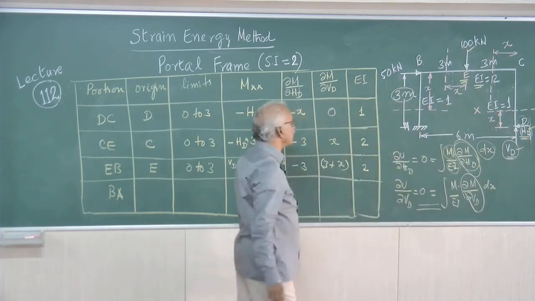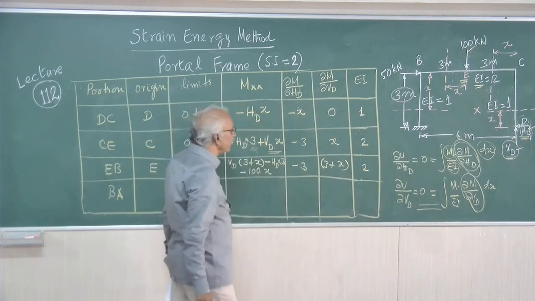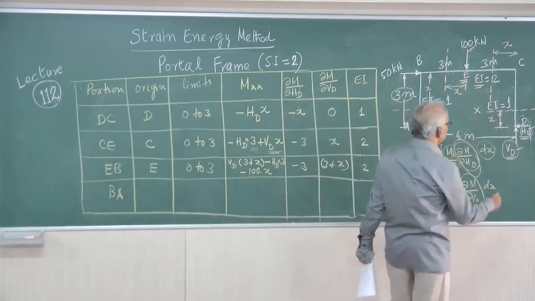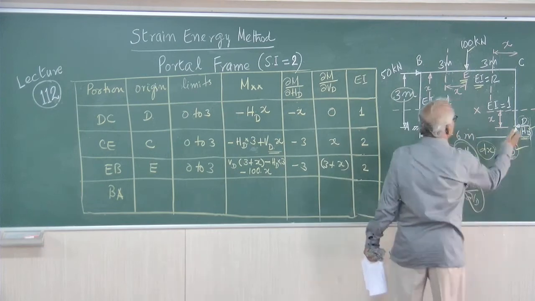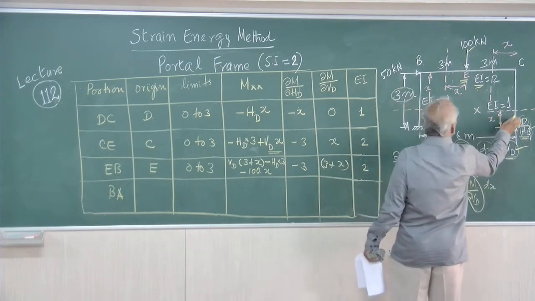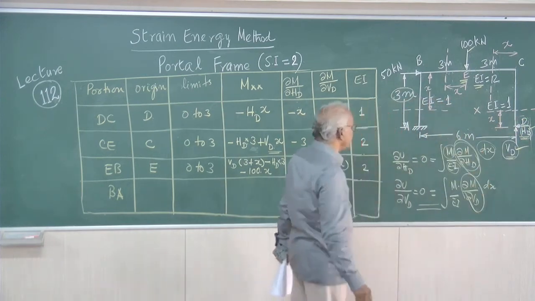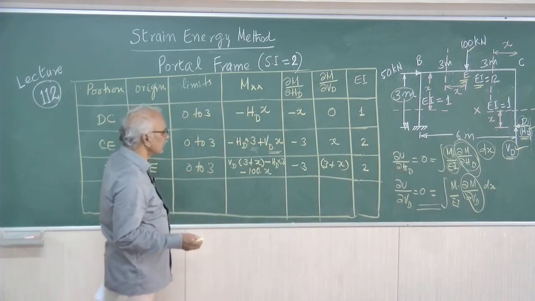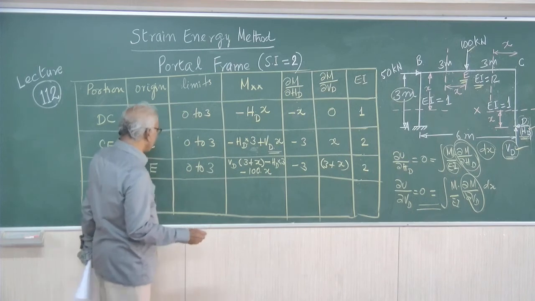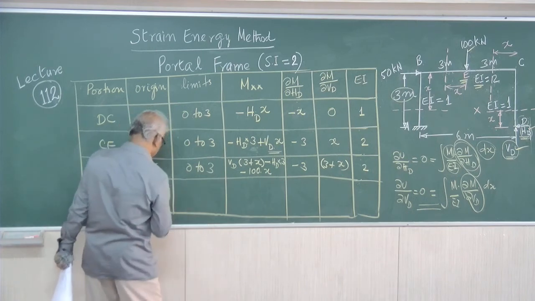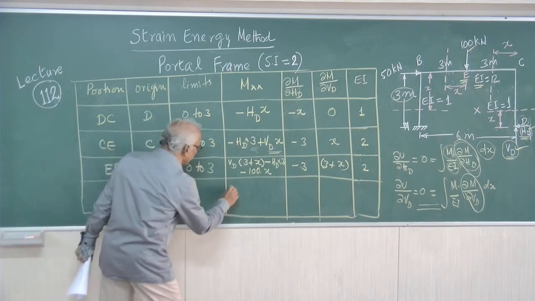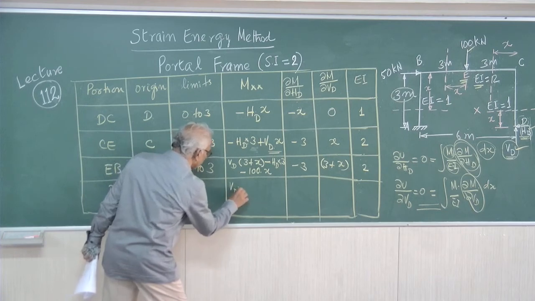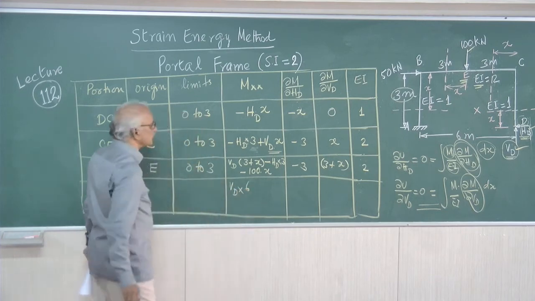So, you take moments. Suppose we take Vd, the vertical force, this one, the horizontal distance is 6 meters. So, Vd into 6 meters, vertical force into horizontal distance. That is anti-clockwise. So, right, anti-clockwise is positive. So, we will fill up this later. So, it is Vd, vertical force, into horizontal distance, 6 meters.